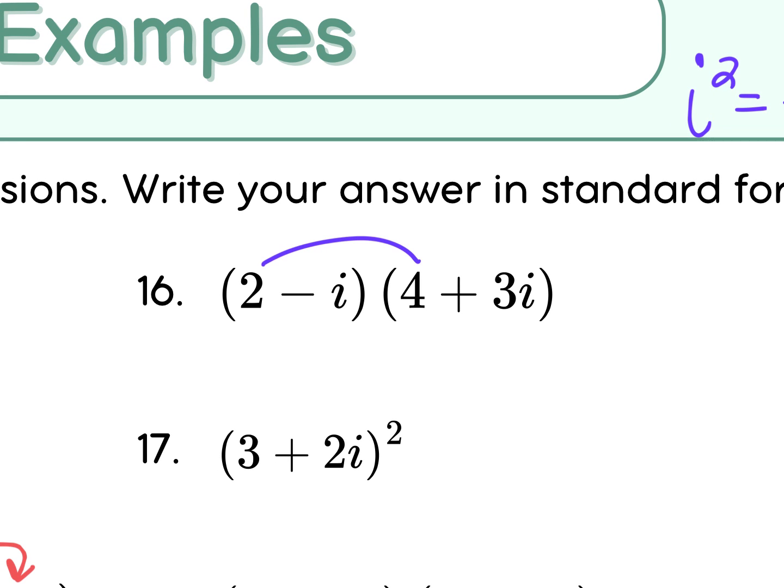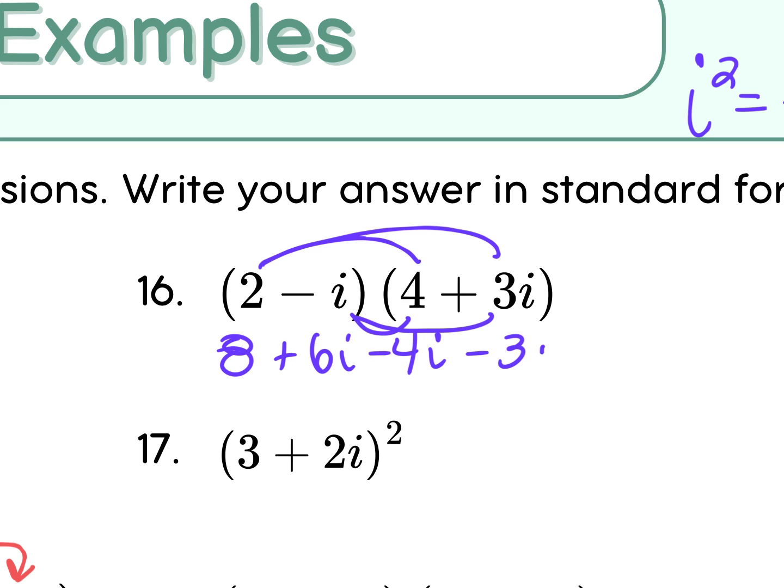FOIL this. What's 2 times 4? 8. What is 2 times 3i? Plus 6i, good. What's -i times 4? Minus 4i. And then what is -i times 3i? It's minus 3i squared. As soon as you see that i squared, guys, I'm going to tell you to cross off the i squared and change the sign in front of that number. It becomes real. Why can you do that?